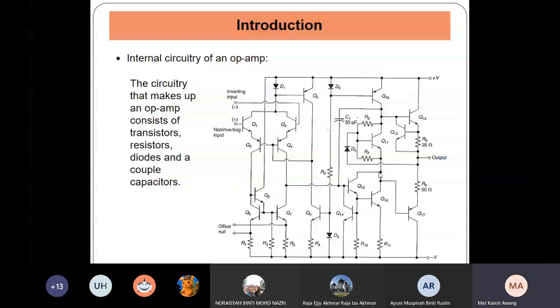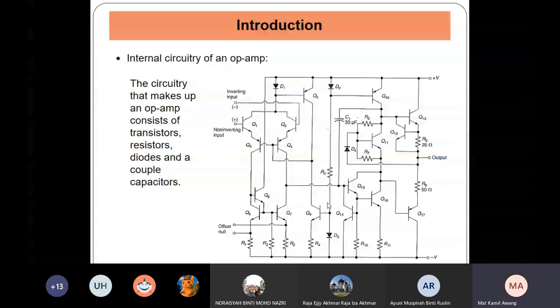Here you have the inverting input, non-inverting input, null offset. You have the output here. You have the positive power supply and negative power supply. So you have 5 important terminals: inverting input, non-inverting input, output, negative power supply and positive power supply. You don't need to remember this, but it's just for you to see the complexity of the circuitry of the OpAmp.